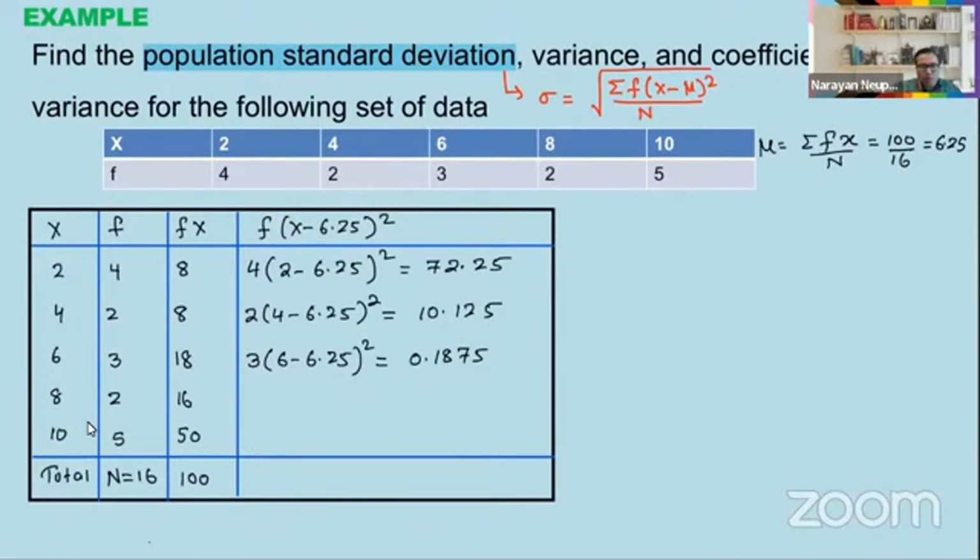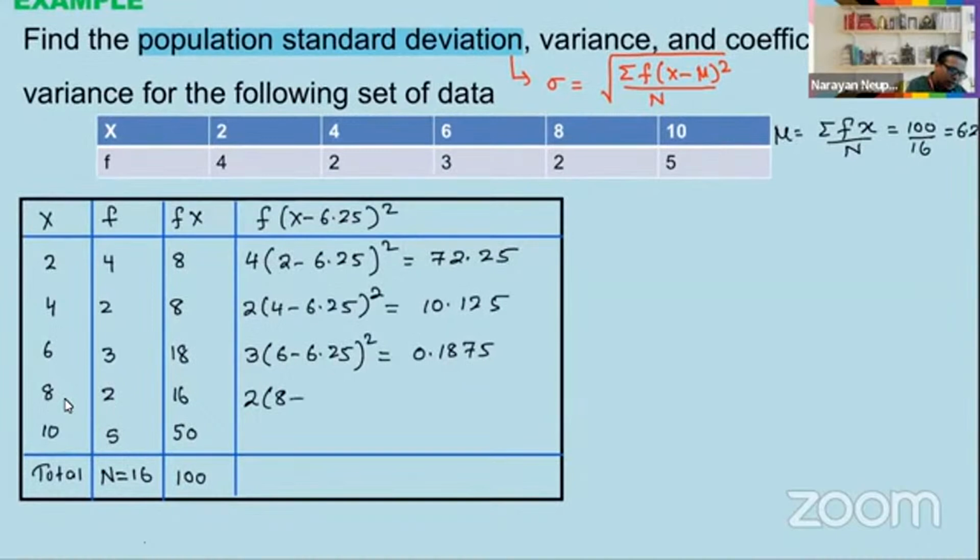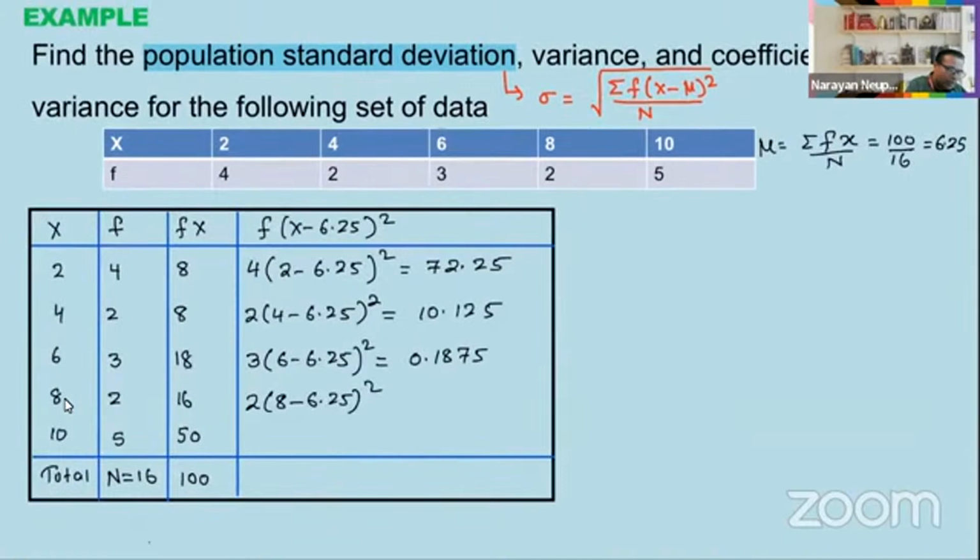Okay, in the next row, you can see frequency is 2, x value is 8, so 2 times 8 minus 6.25 quantity squared. And if you simplify that, you get 6.125. And finally, we go to the last one. You can see frequency is 5, x value is 10, minus 6.25 squared. I think you'll get 70.313. Make sure you check it.